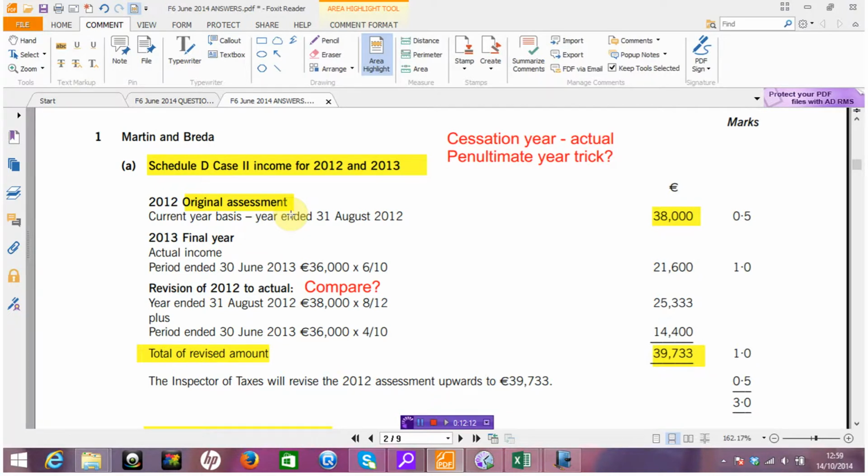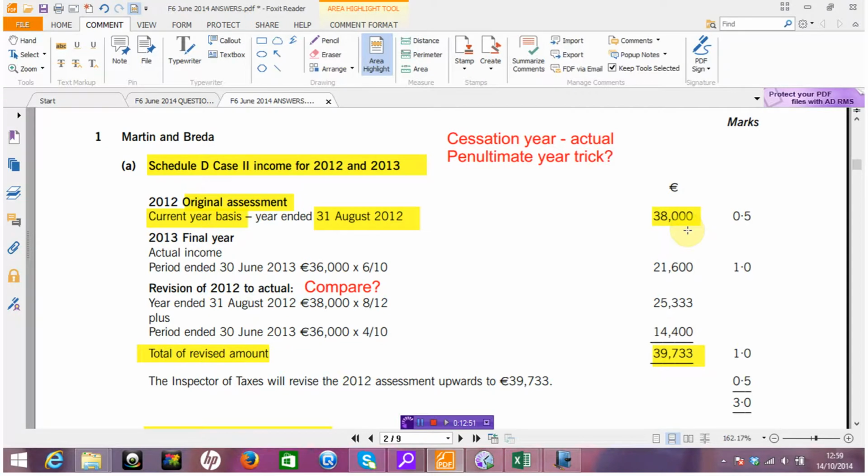And the 2012 year was an ongoing year, okay? That was a year that she was in business, though she wasn't ceasing or indeed starting. That was an ongoing year. What's the basis of assessment for an ongoing year? Well, that's always going to be the current year basis. Now, what does that mean? Well, really what that means is we're looking for a 12-month accounting period ending in 2012. And you'll see that we do in fact have that. We have a 12-month accounting period to 31st of August. You'll see that from the question itself. So we're going to get half a mark just for laying out what the original assessment was, okay?